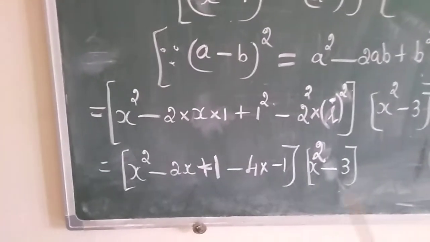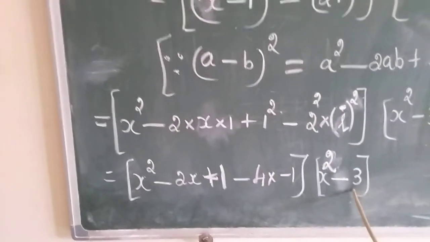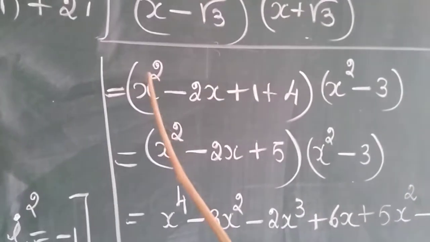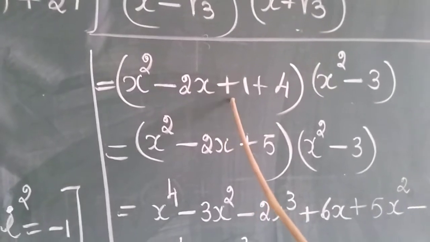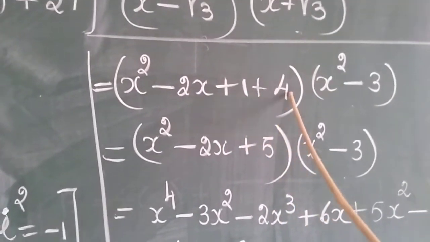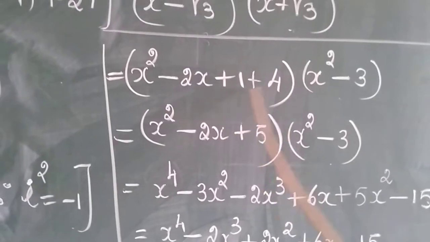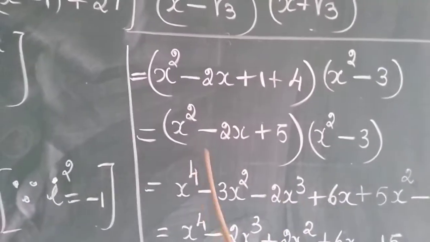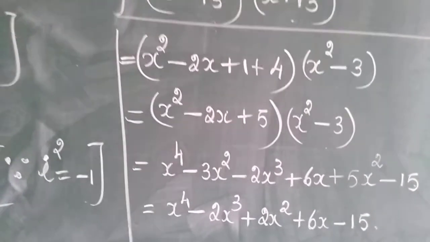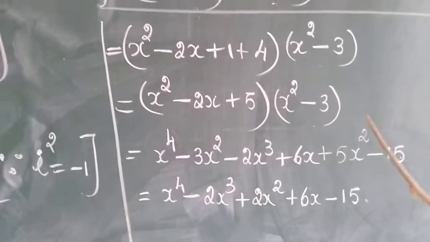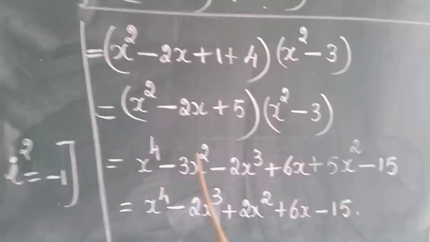So we have here x square minus 3. Now when you simplify, we are getting x square minus 2x plus 1 plus 4 into x square minus 3. Now if you add these two, we are getting x square minus 2x plus 5 into x square minus 3. Now we are going to multiply these two factors.